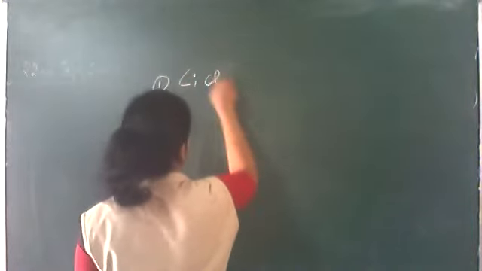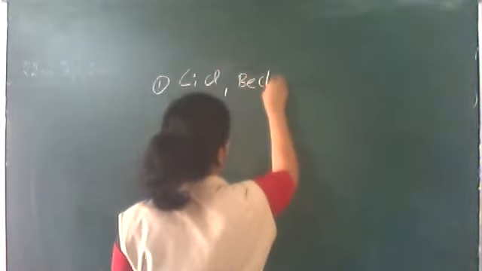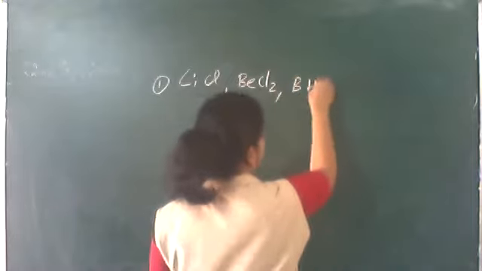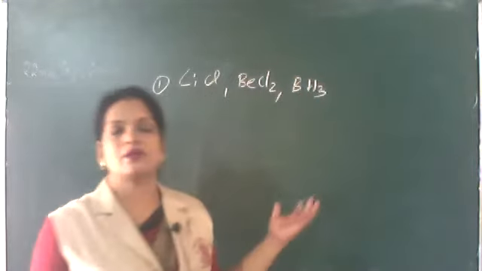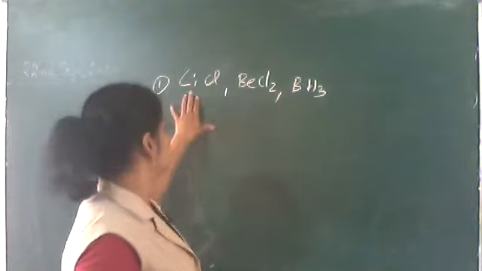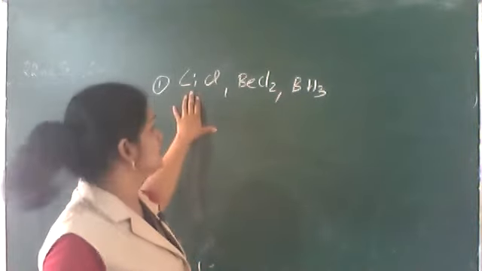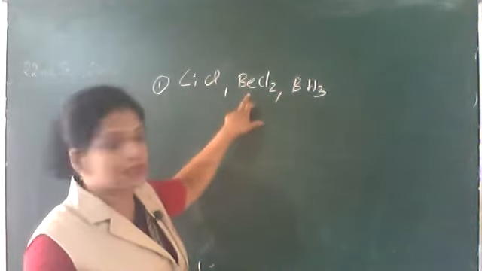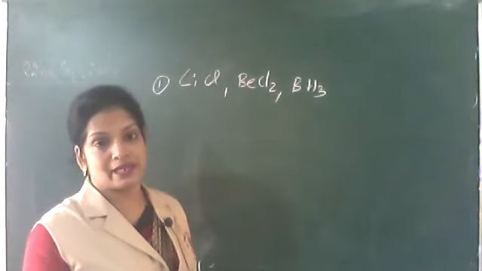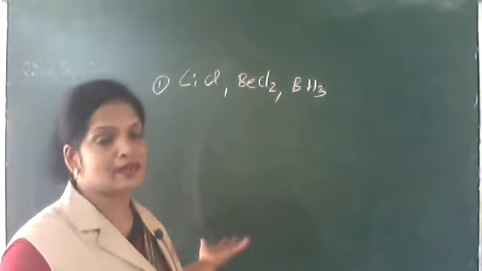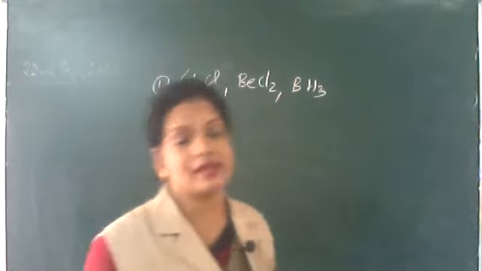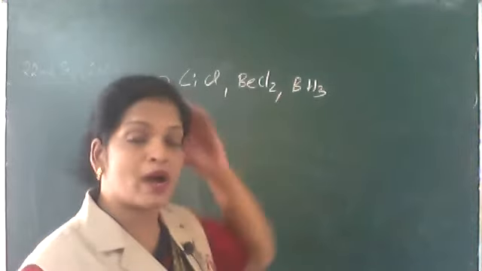Number one, LiCl, BeCl2, BH3. In these compounds, the central atom does not have 8 electrons. Lithium does not have 8 electrons. Be does not have 8 electrons. B does not have 8 electrons. So in these cases, the central atom does not have 8 electrons. That is one limitation of the octet rule.